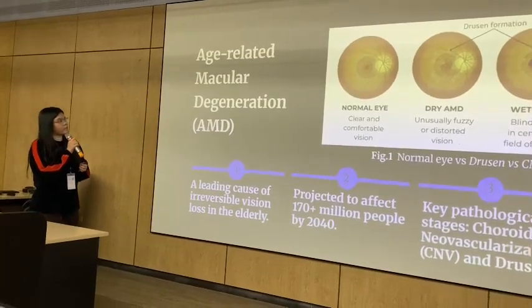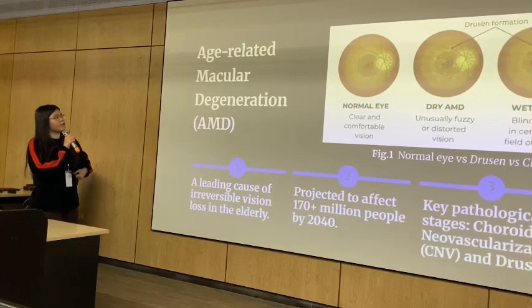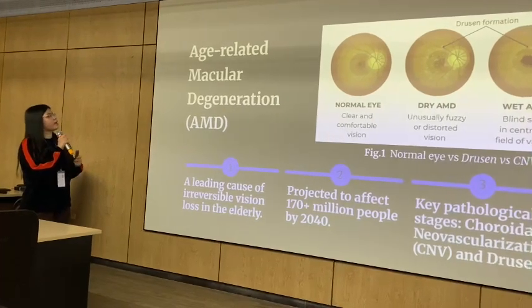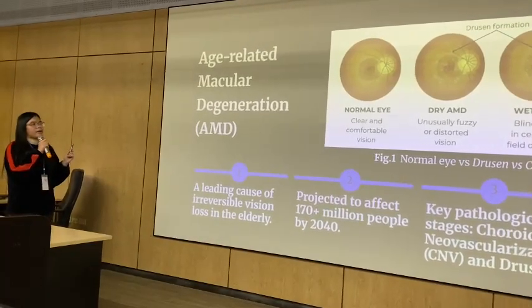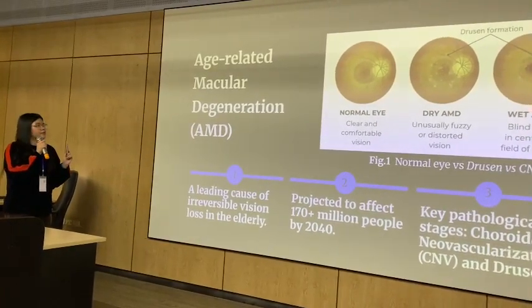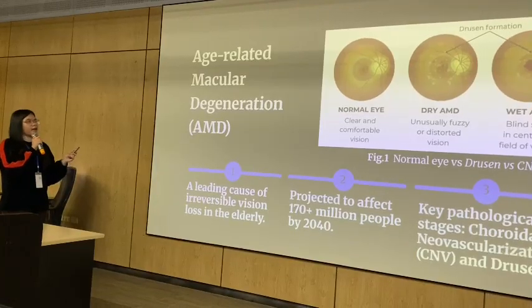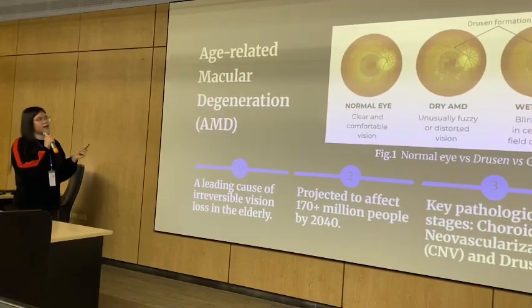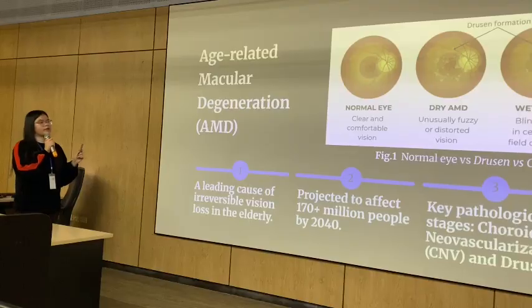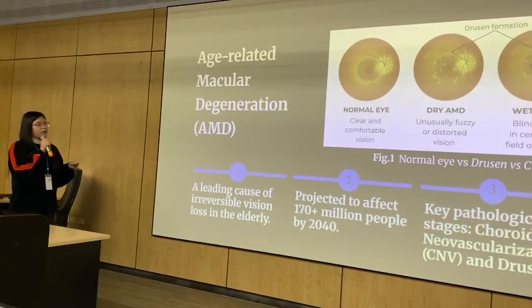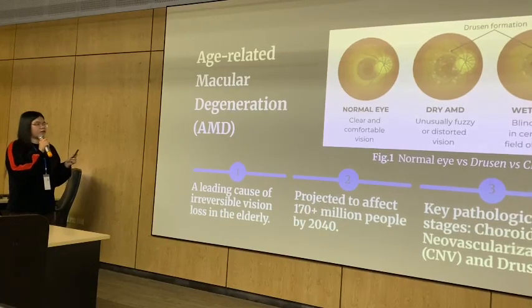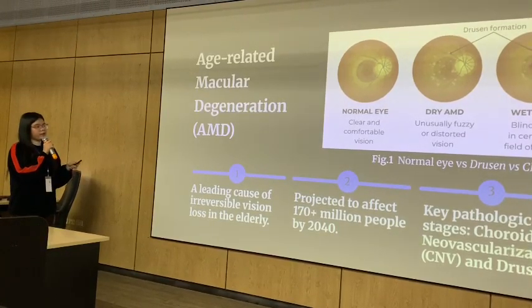Another key point that I want to mention is that in the classification of this disease, we're going to have three classes. The first one is the normal eye. The second is the dry AMD, or we can call it drusen. And the third one is the wet AMD. We call it choroidal neovascularization, or CNV for short.